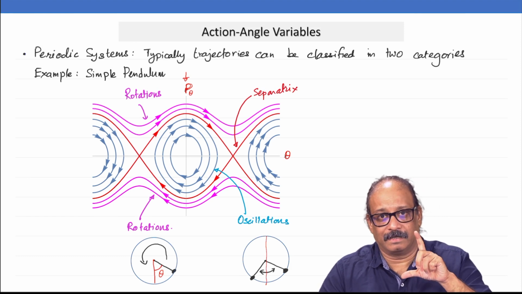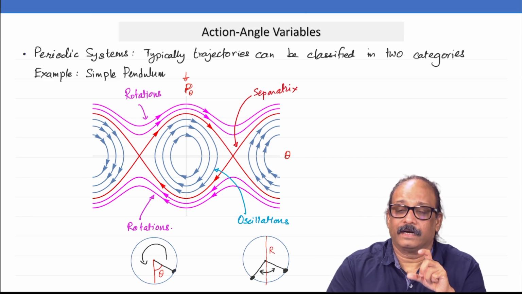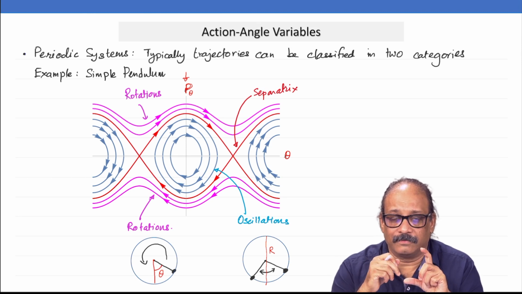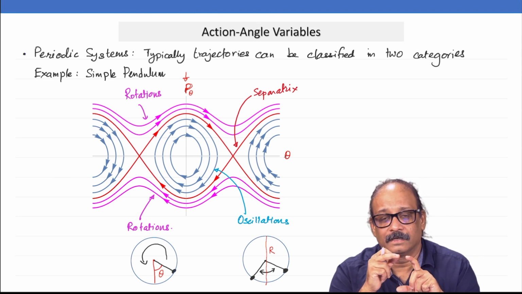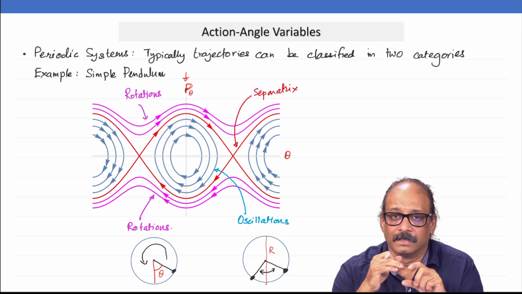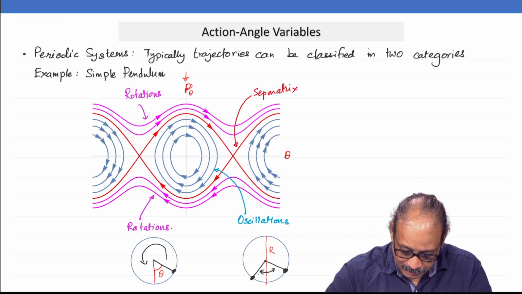2 times mgr, so if the radius is capital R, 2 times mgR is the energy that is needed for it to go to the top point. Okay. And if you give energy more than that, it will of course swing across the top point, but if you give energy less than that, then you get this kind of motion where you have oscillations.